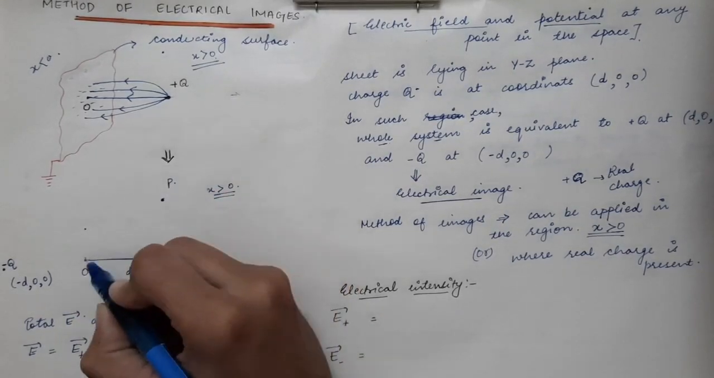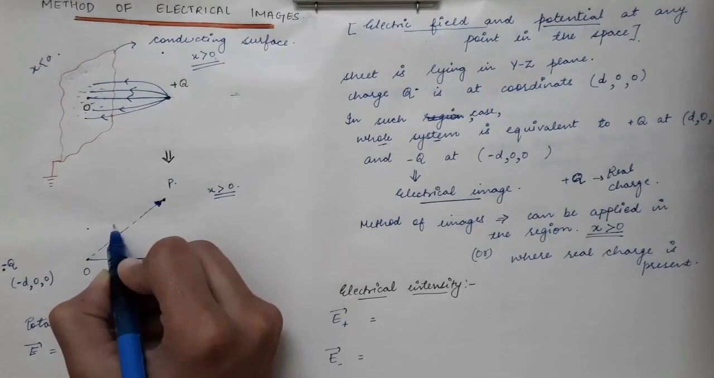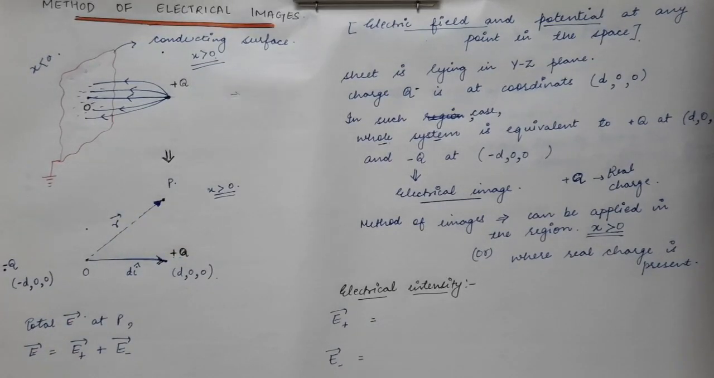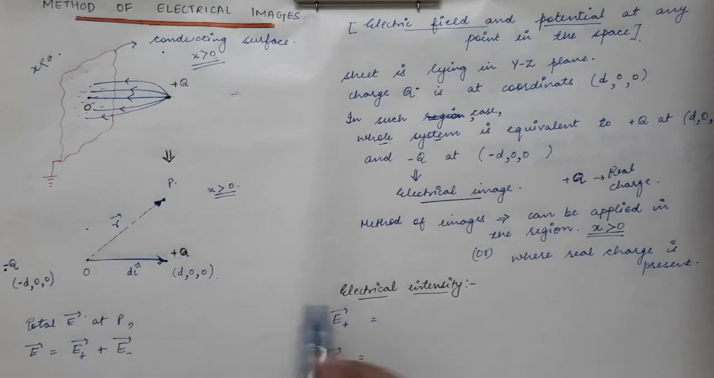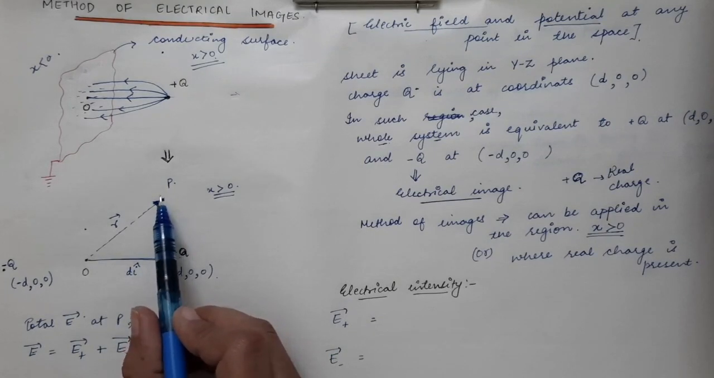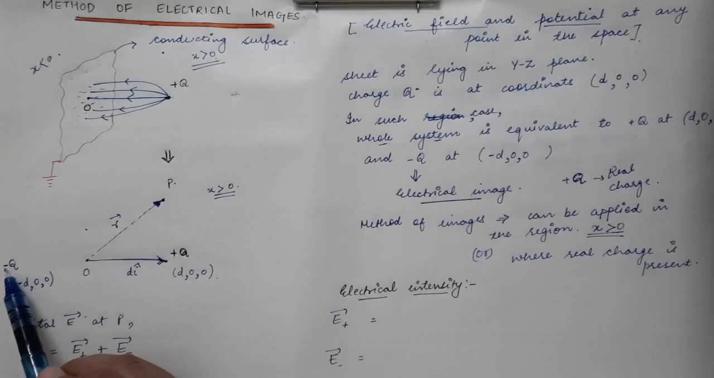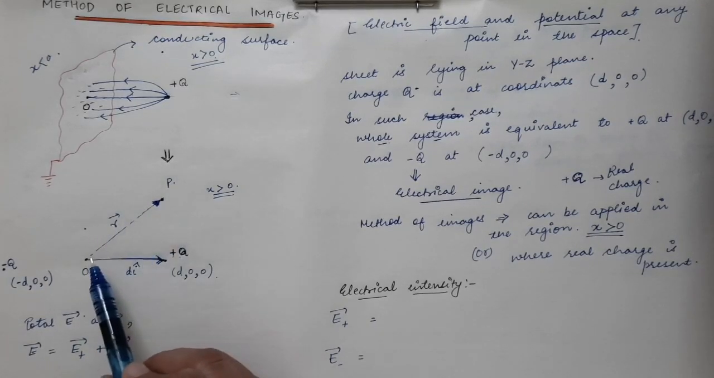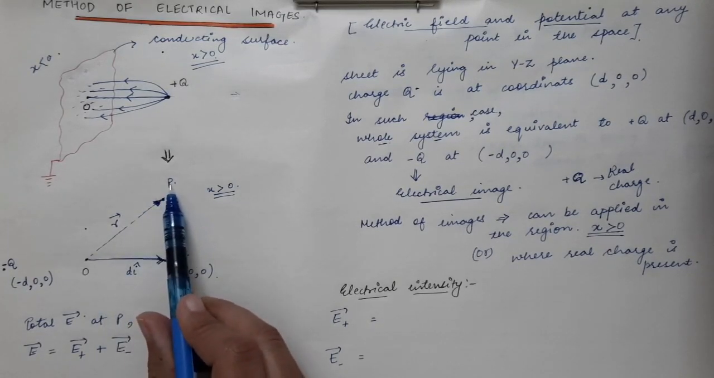And let's say this observation point is placed at a distance of r from the origin, and this OP vector, which is the position vector of the observation point, is equal to r vector. Now we are going to find the electric field intensity at P. To do that, we will find the electric field due to plus Q charge at P, and the electric field due to minus Q charge at the same point P. Then we will do its vector addition, and the final result will be the net electric field at P.